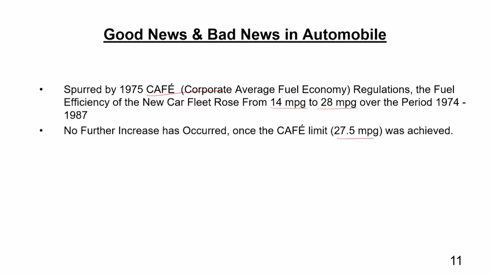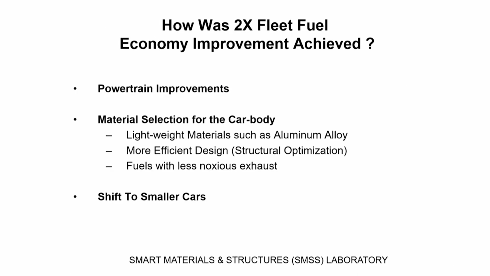So, every automobile is to be designed in that manner such that you have to have a good powertrain for efficient power transmission. You have to select the material of the car body such that it is lightweight, such as aluminum alloy, most efficient design such as you carry out some structural optimization, fuels with less noxious exhaust. Okay. And also there was a shift to make actually smaller cars. So, that is how the fuel economy had been achieved.